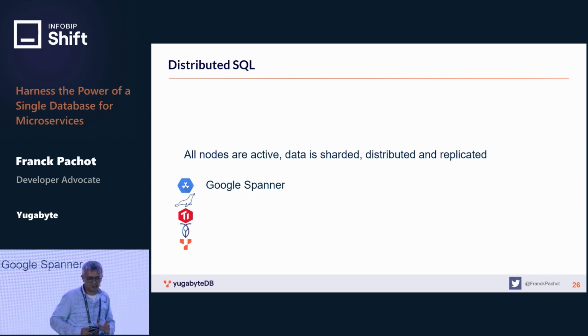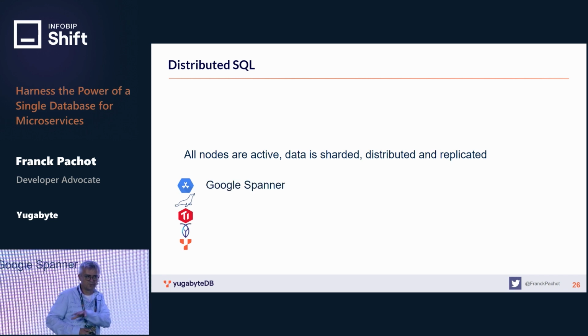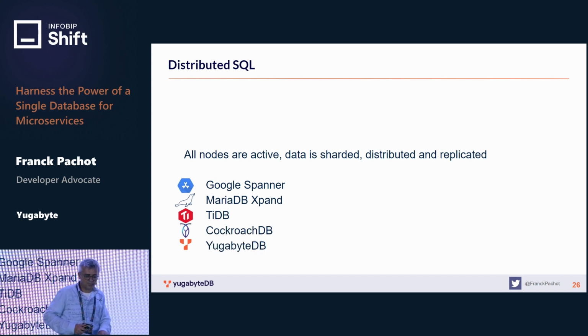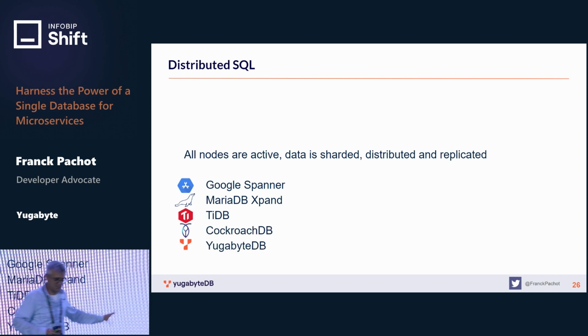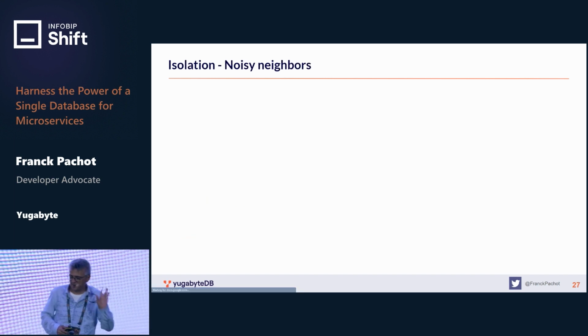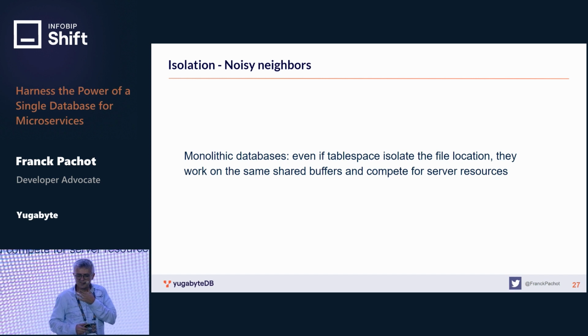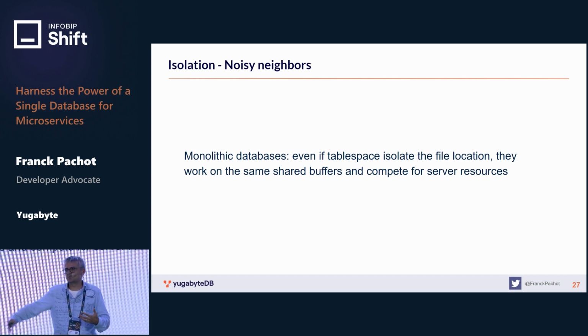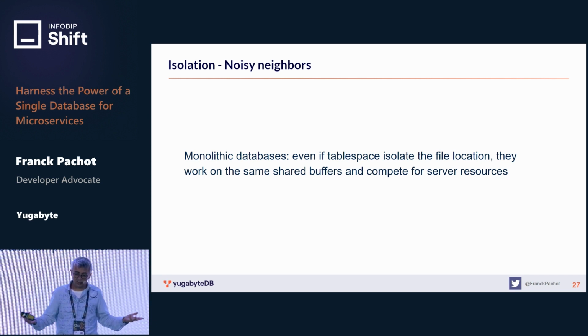So distributed SQL databases, this started with Google Spanner. There are a few others. Of course, I prefer Yugabyte, first because they pay my salary, but it's open source, it's Postgres compatible, that's very nice. And what can you do? What can you use in distributed SQL to isolate your workload?